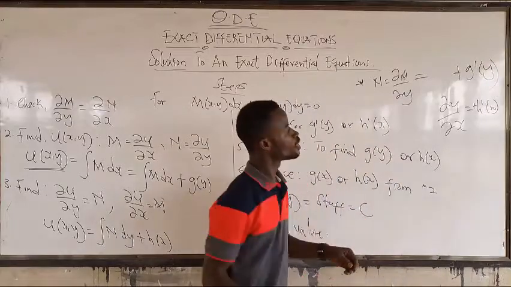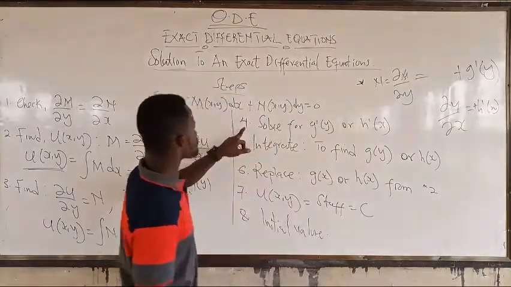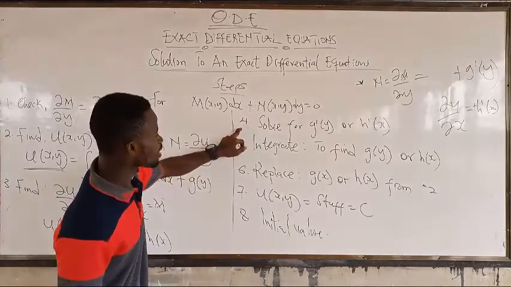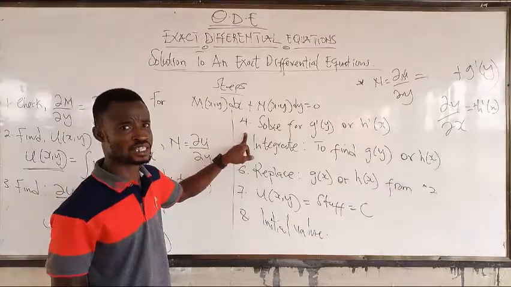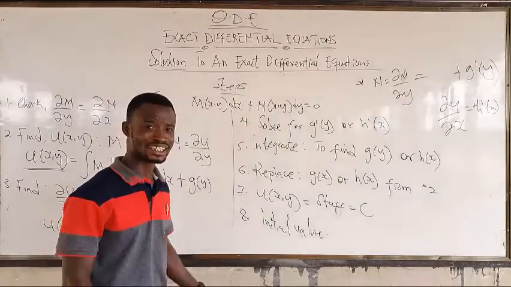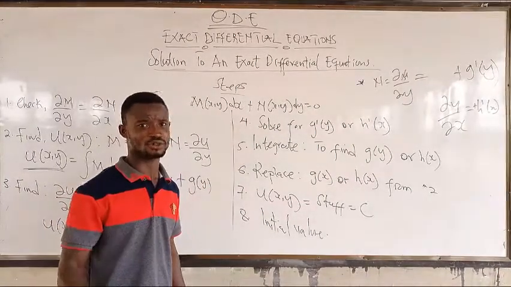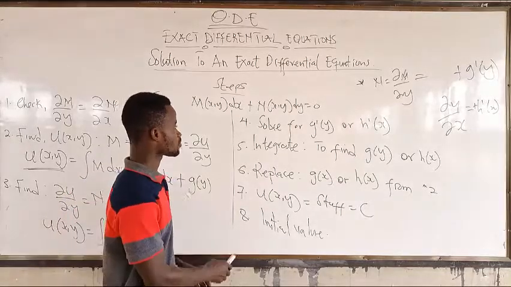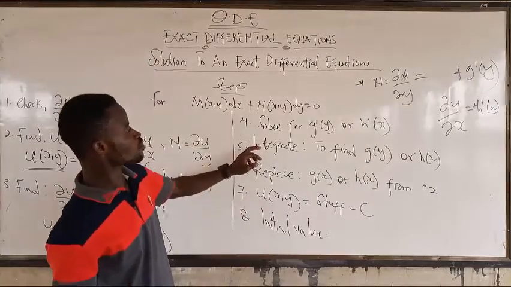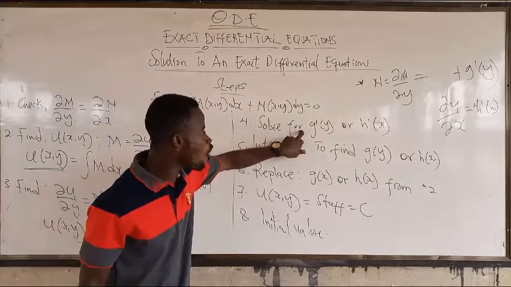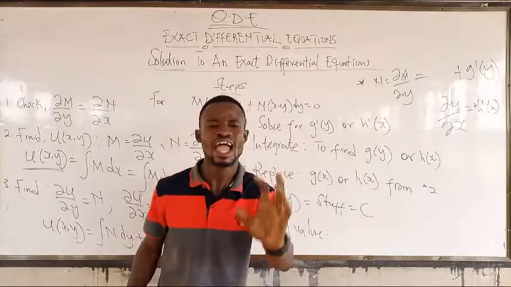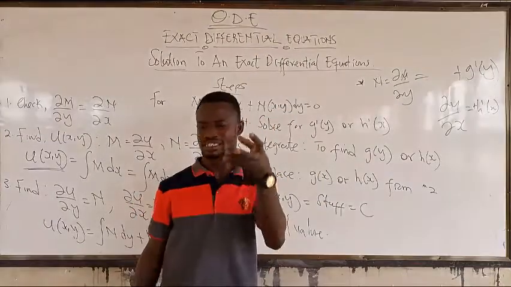Alright. So that is why the fourth step, please, I hope you are following. In fact, this video is what a lot of you are waiting for, and I'm taking my time to explain to you. So the fourth step says solve for G prime or H prime. Where are the G prime and the H prime coming from?